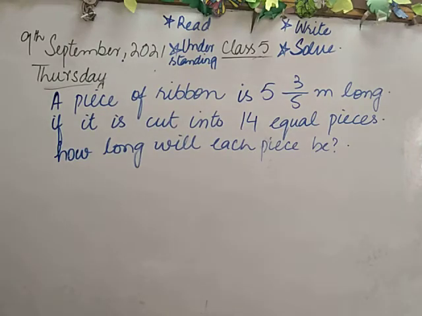Now class, according to the instructions of word problem, the first is to read. I am going to read. You have to listen very carefully. A piece of ribbon is 5 3/5 meter long. If it is cut into 14 equal pieces, how long will each piece be?